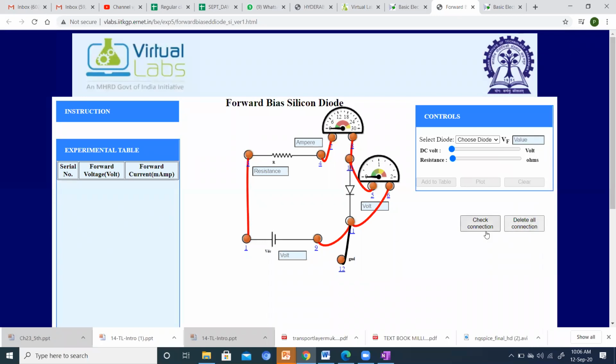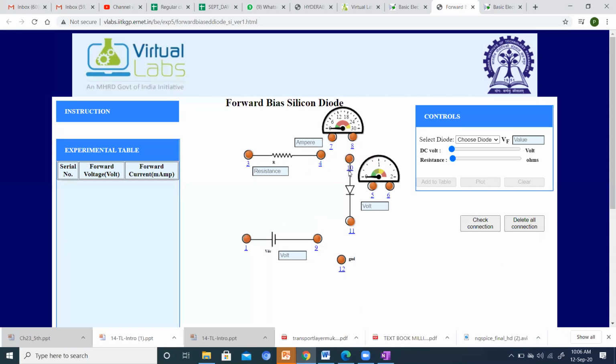So now check the connection. There was some wrong connection here. If you get a wrong connection, delete all connections, or whatever connection you want to, just delete it. I am deleting this one, or delete all connections, and we have to connect again. This is a simple designing part they give for drawing the circuits. This is the procedure. Once we design the circuit, we can directly do the experiment.